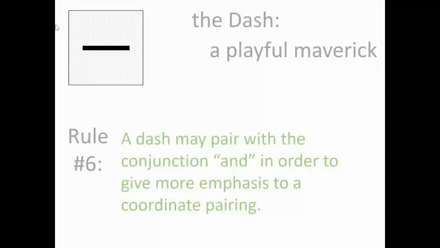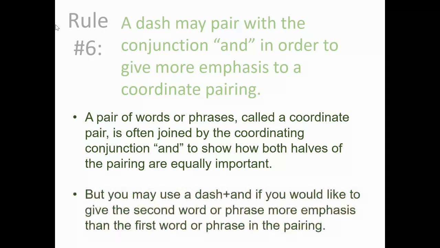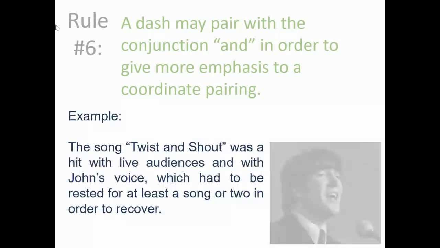Rule number 6, a dash may pair with the conjunction and in order to give more emphasis to a coordinate pairing. Now we're getting more into the stylistic, rhetorical side of grammar. A pair of words or phrases, which we call a coordinate pair, is often joined by a coordinating conjunction like and to show that both halves of the pairing are equally important. But sometimes you want to stress the second half more than the first half. So you can use what we call a dash and in order to emphasize the second half more than the first half.